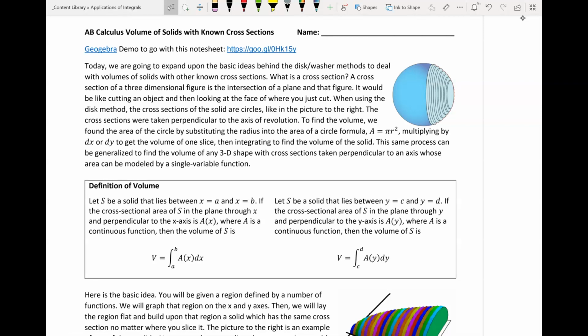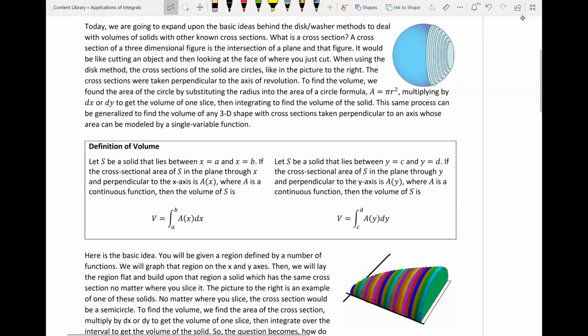Welcome to the last lesson on applications of integration. We are going to look at the last method for finding the volume of a solid, and it's called the cross-section method. We're going to expand upon the basic ideas behind the disk and washer methods to deal with volumes of solids with other known cross-sections.